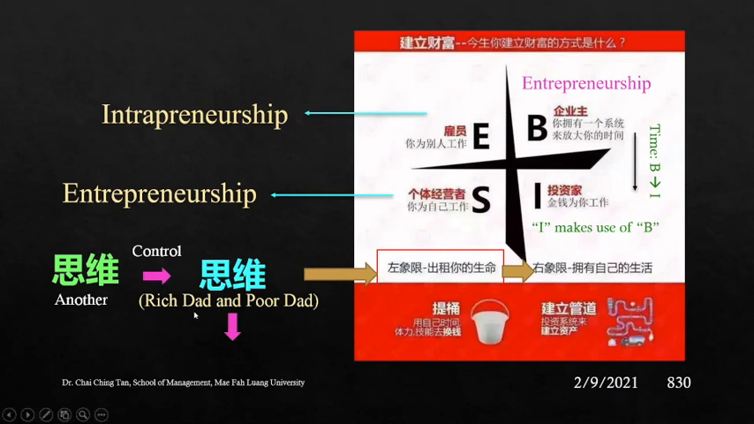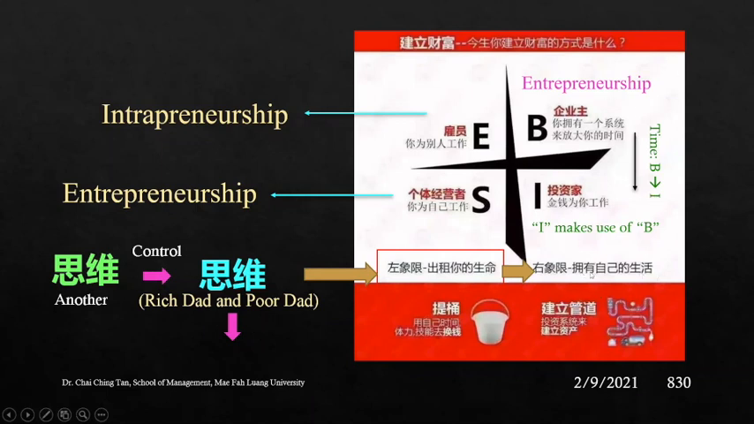Rich Dad and Poor Dad say this is what is making you poor. This is why people are poor, because they think in the mental models that rent out their life. He did a lot of research and identified that many of the rich people are on the right-hand side.